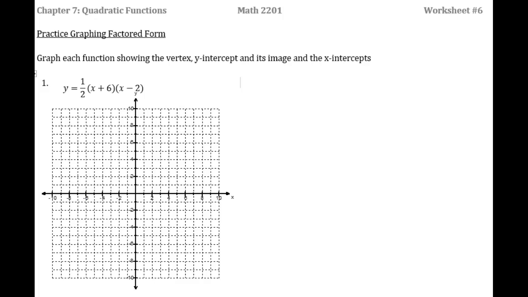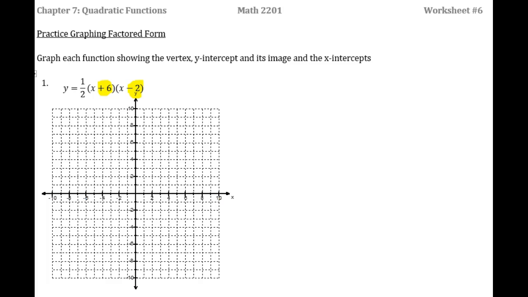Okay, for worksheet number 6, you just practice graphing form. You have to show the vertex, the y-intercept, the image of the graph, and the x-intercepts. The quickest thing to pick off will be the x-intercepts first, and they're shown here within the brackets. And your x-intercepts are always the opposite of what you see there.